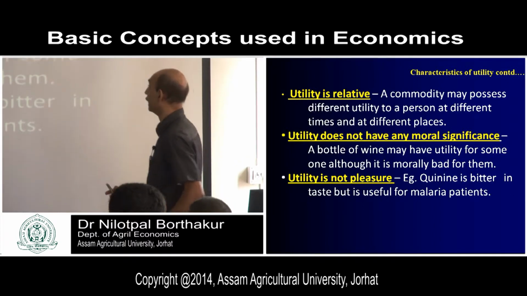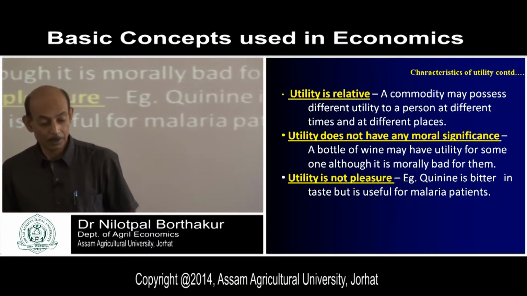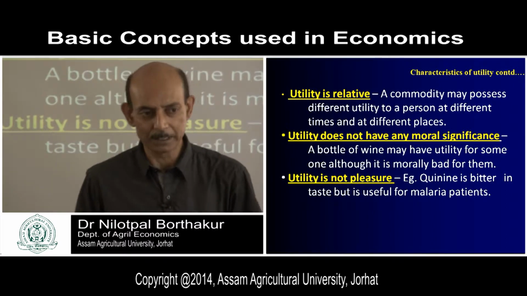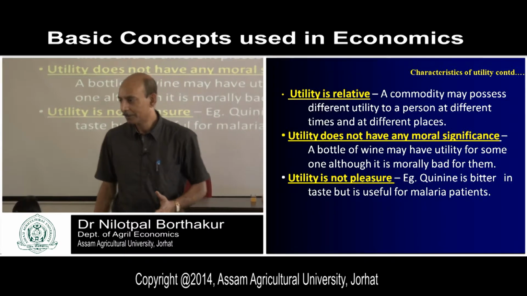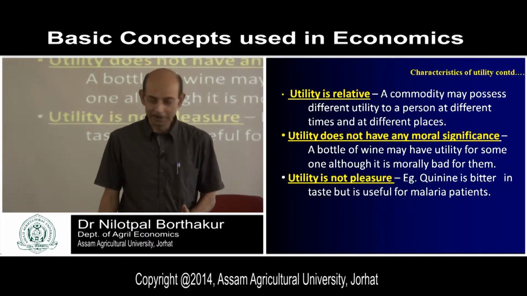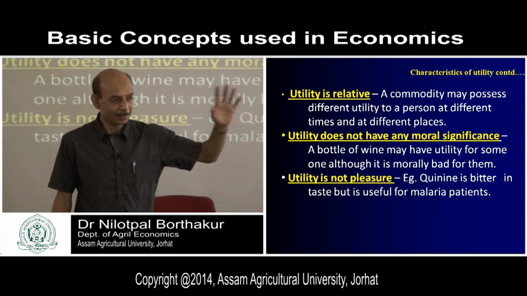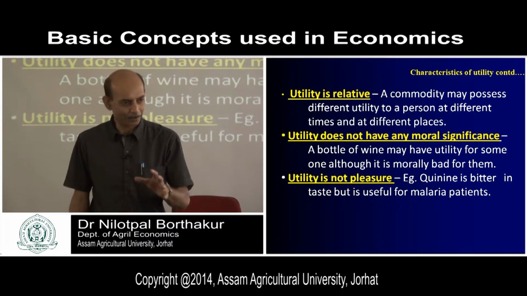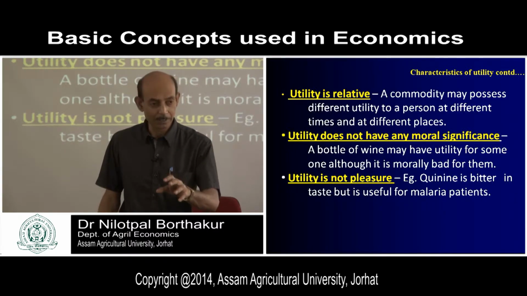Then, utility is relative. A commodity may possess different utility to a person at different times and at different places. You have got your woolen garments. During winter you wear them. When the winter is over, do you throw them out? You don't throw them out. You keep them in store, because now you don't need them, but coming December, you will again use them. So although the woolen garment doesn't have utility at this moment, it will have utility in the winter months.